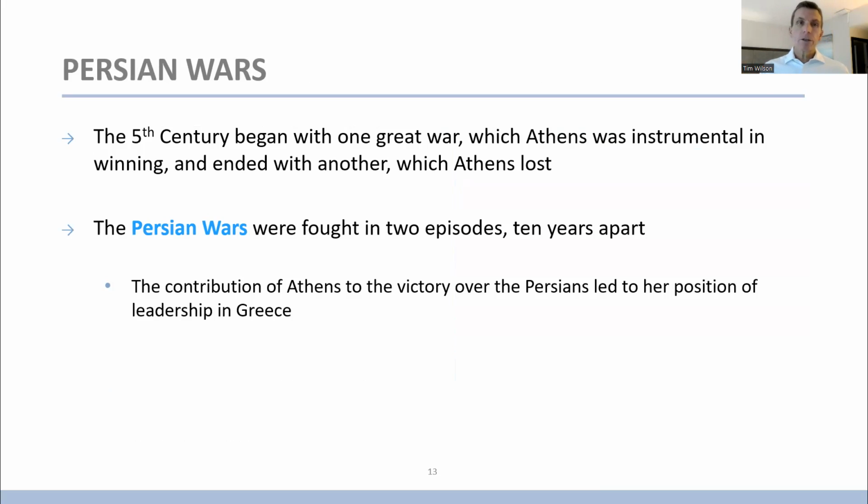What marks the century also are a couple of wars, key sets of wars. One that kind of began the century, in which Athens was instrumental in helping the Greeks win against the Persians. And then one at the end of that century, the Peloponnesian War, where Athens lost.